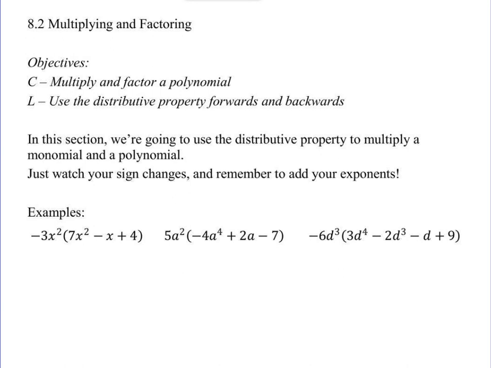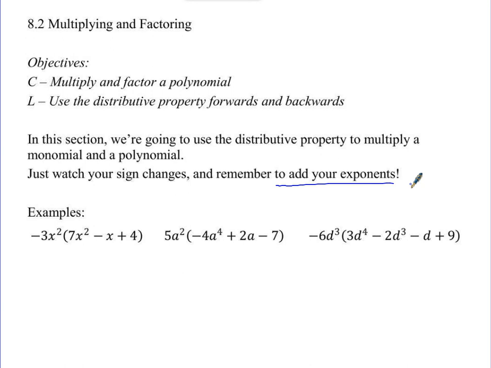So in this section, we're using the distributive property to multiply a monomial times a polynomial. My hint is just watch for sign changes, and then remember, anytime you use the distributive property, combine like terms when you're done, but also watch for your sign changes and remember to add your exponents, coming straight out of section 1.